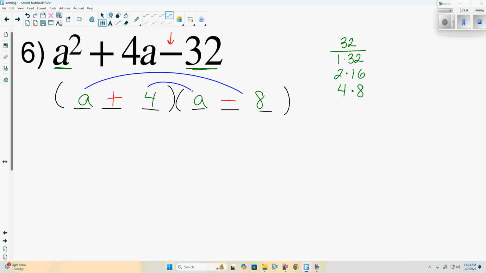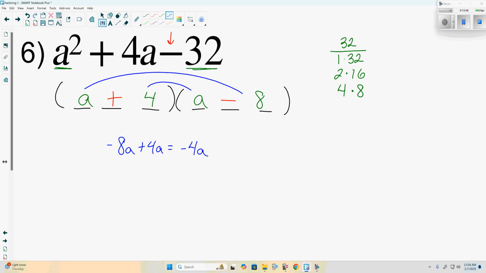And the last step is to check. So the first thing we're going to check is 8 times negative 8, which will be negative 8a. 4 times a is going to be positive 4a. And negative 8a plus 4a, negative 8 plus 4, negative 4a.